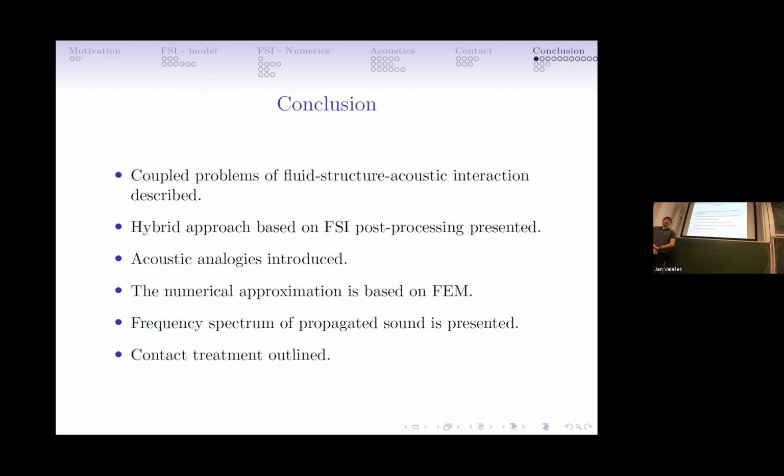So let me conclude. I presented some fluid-structure-acoustic interaction problems. I also tried to describe the benefits of the hybrid approach, where you use some acoustic analogies instead of solving the complete fully compressible Navier-Stokes equations, and I showed you some results.